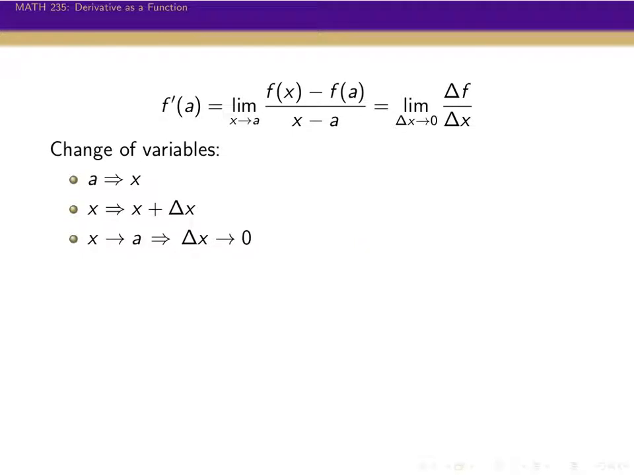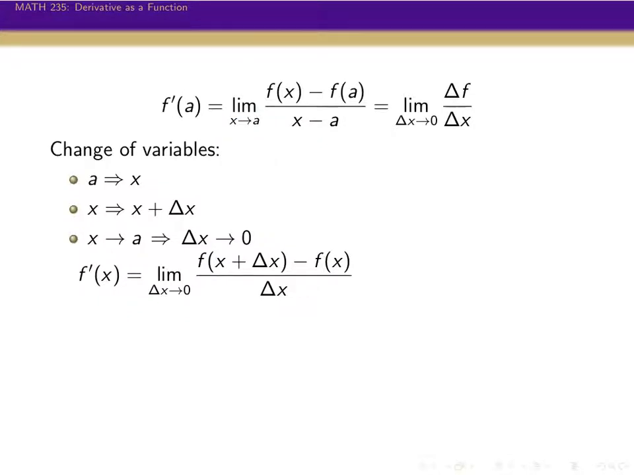And then in the limit, x going to a would become x plus delta x going to x. And if x plus delta x is going to x, really you can think about canceling off the x's on both sides. What we're really saying is that delta x, the change in x, is going to 0. And so in our limit, we're replacing x goes to a with delta x goes to 0.